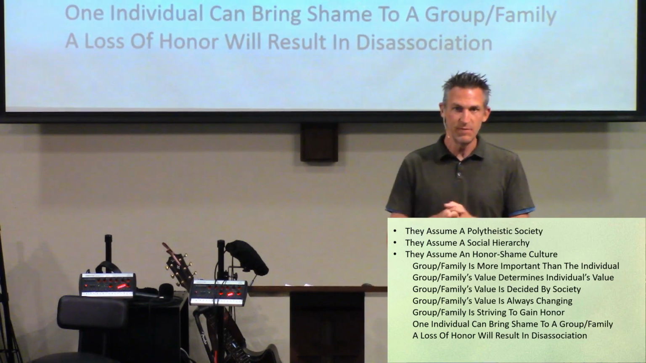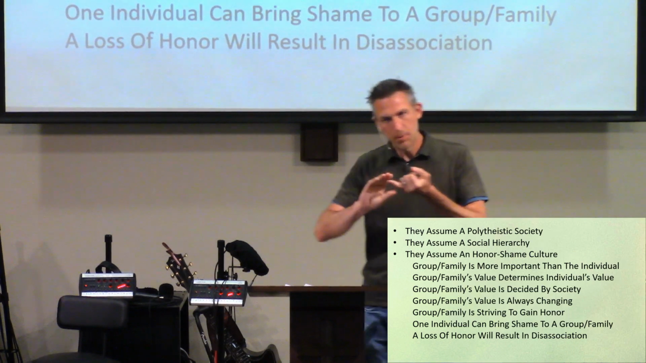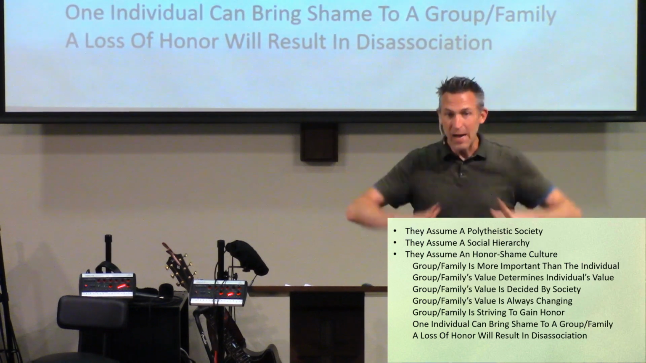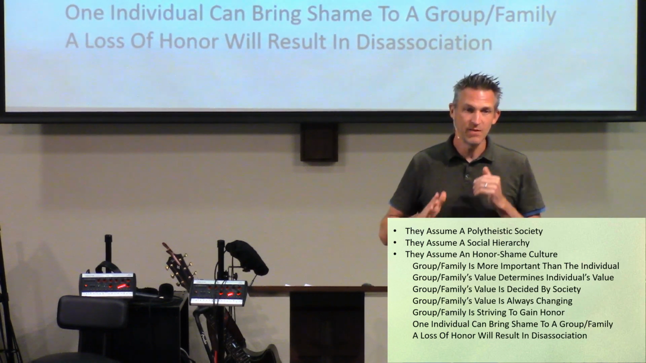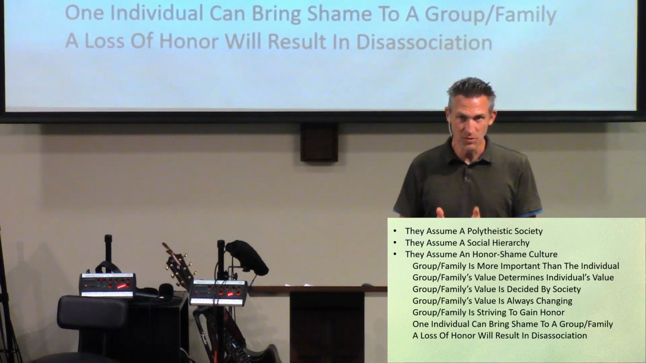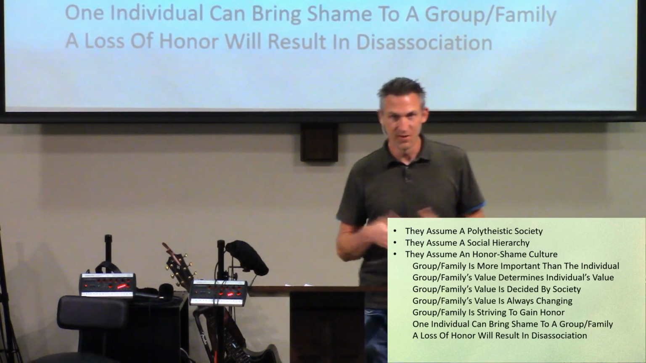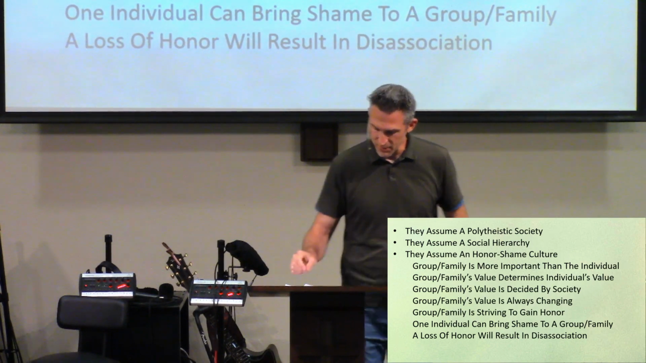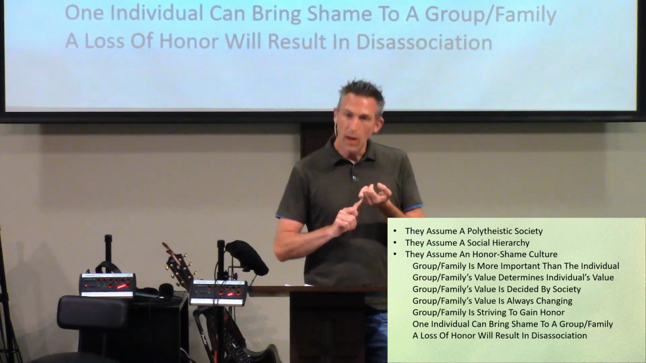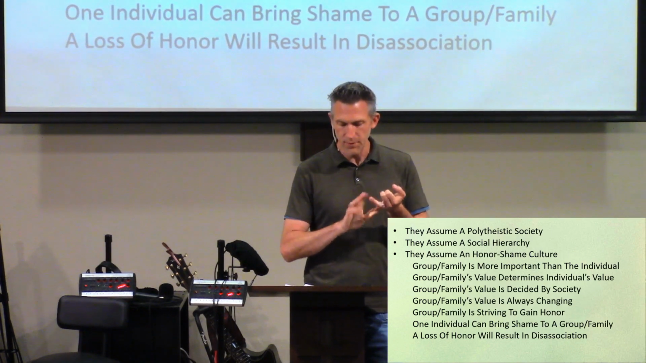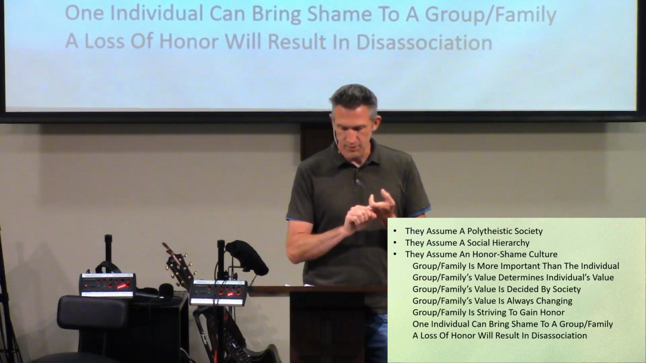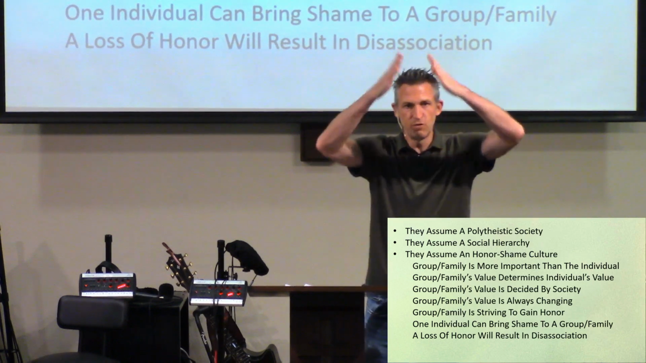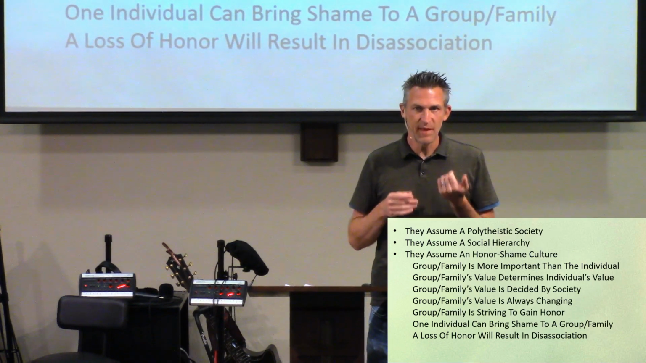Also, the group or the family's value determines the individual's value. So if you're part of a group, let's say a church, or you're a part of a family that's not at the top of society, that's at the bottom of society, then that determines your value as an individual. The group determines your value. Also, the group or the family's value is decided not by you or your family, but by society, by people around you. And it might be based on your wealth. In fact, it would be. It'd be based on your wealth, your education, your rhetorical skills, your family pedigree, your political connections, and kind of where you fit into that social pyramid hierarchy.